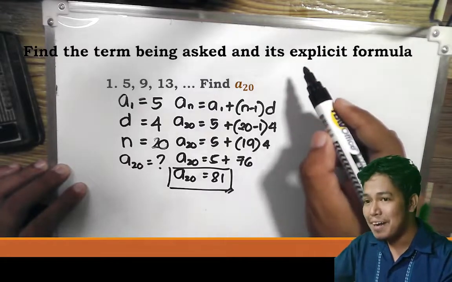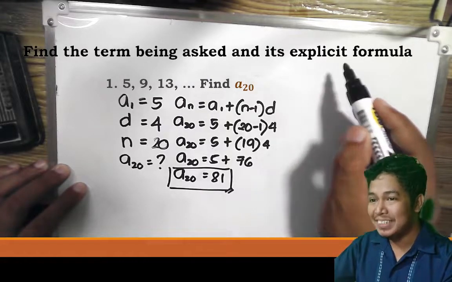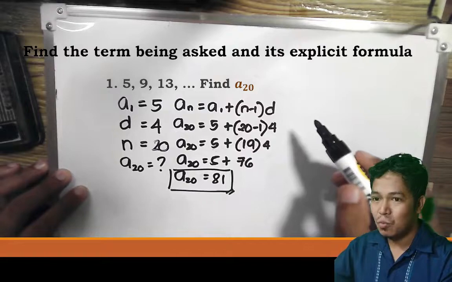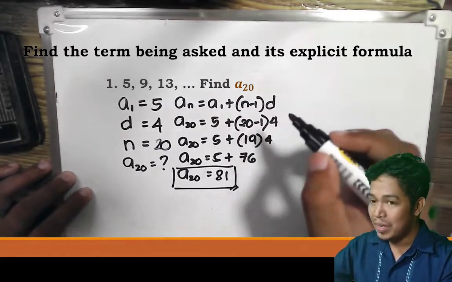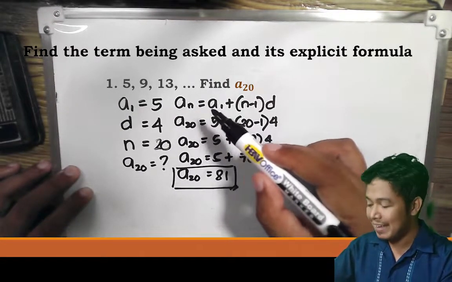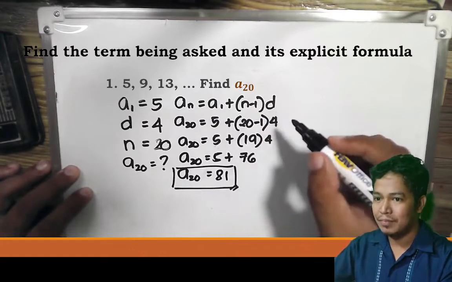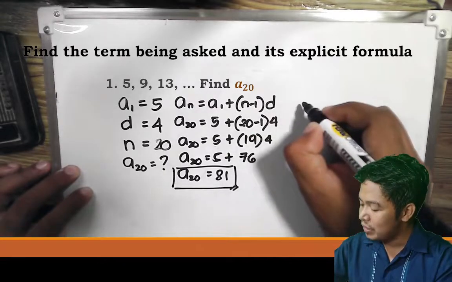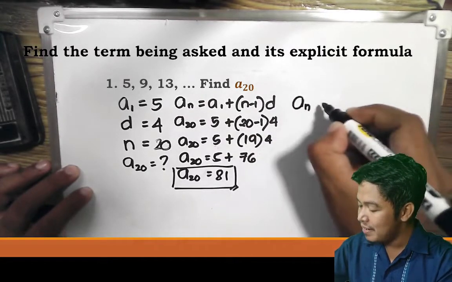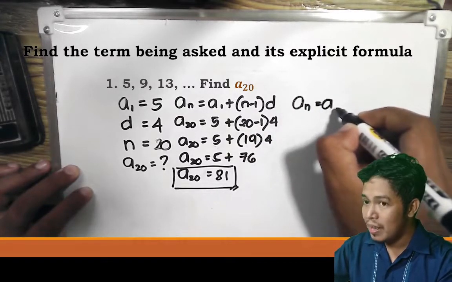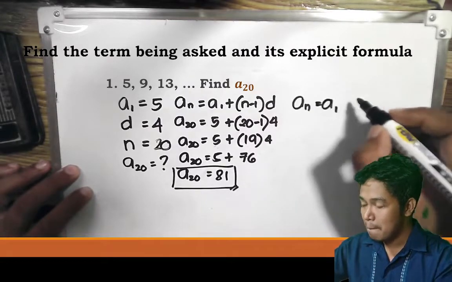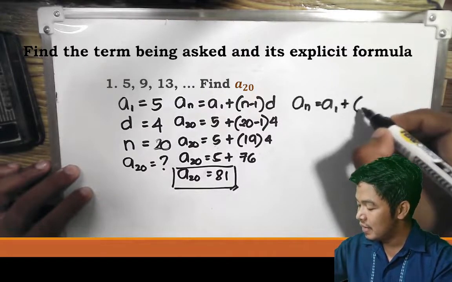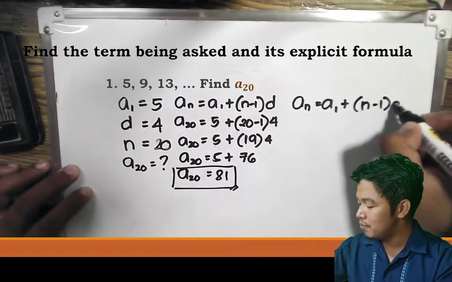Now, kailangan pa natin makuha kung ano yung explicit formula. So what is explicit formula? We just need to let the n be that term. No need to substitute. So, gagamitin ulit natin yung formula, a sub n is equal to a sub 1 plus n minus 1 times d.